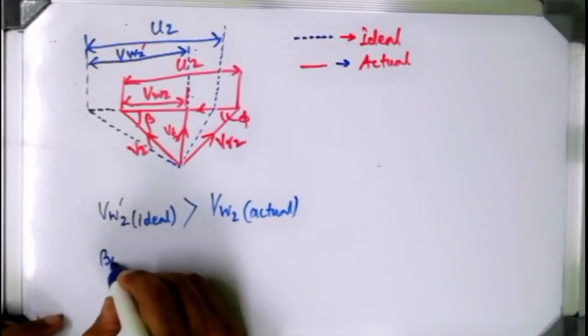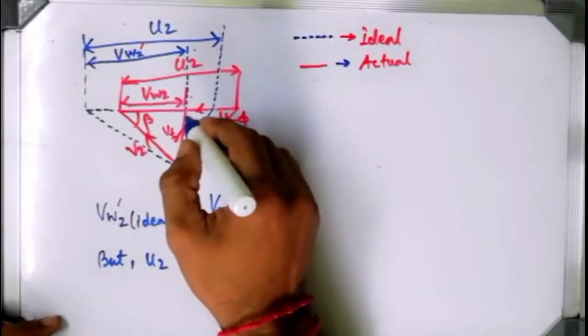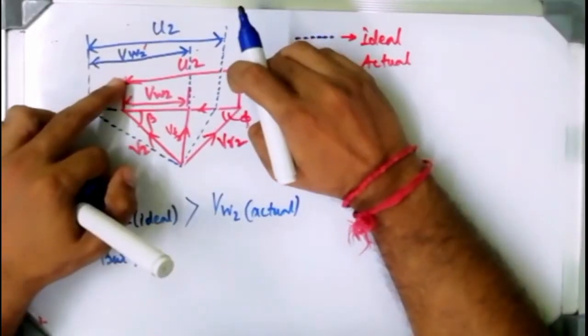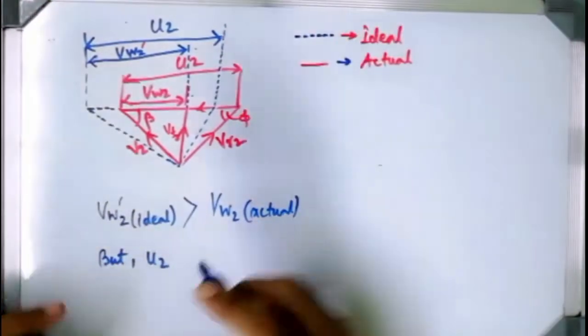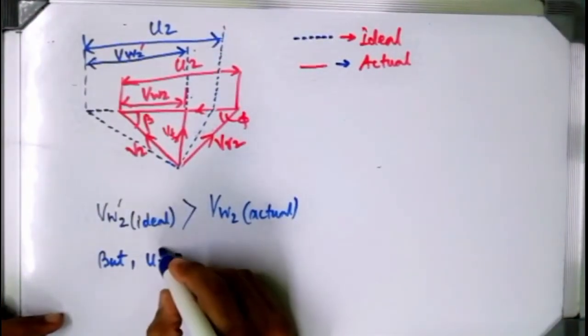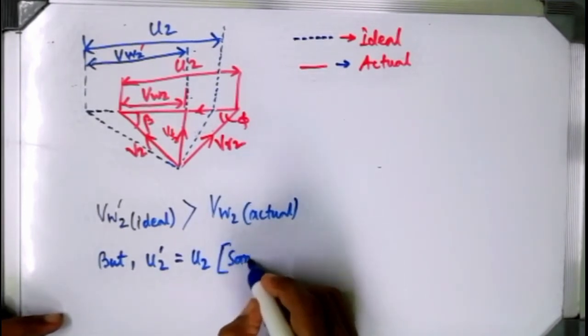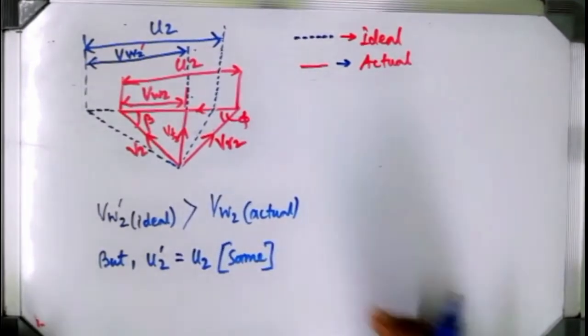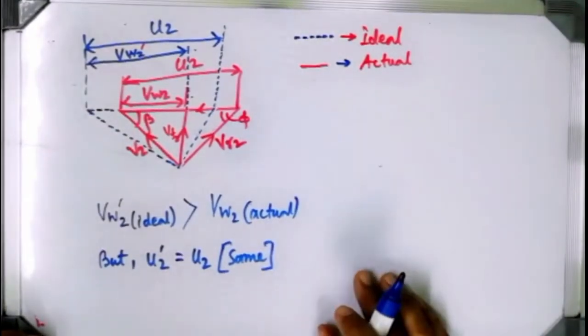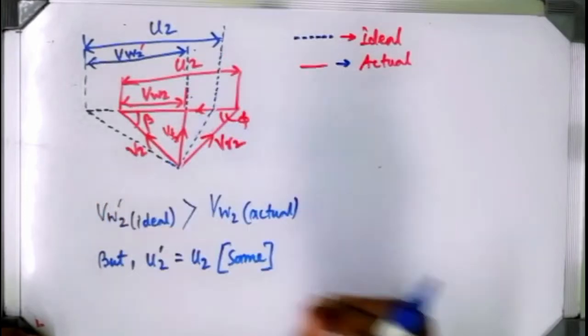but u2 remains constant. That means the length of u2 here and here are basically the same. U2, whether in the prime condition or the actual condition, is the same. That means the velocity of the blade remains the same, but the tangential velocity component is somewhat decreased.